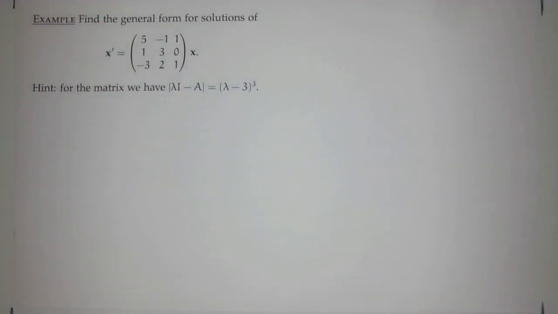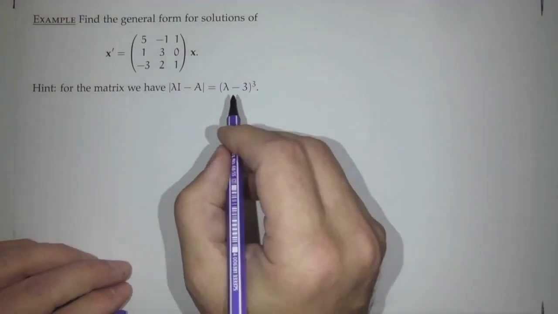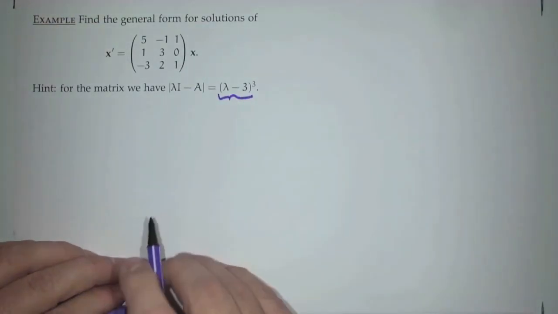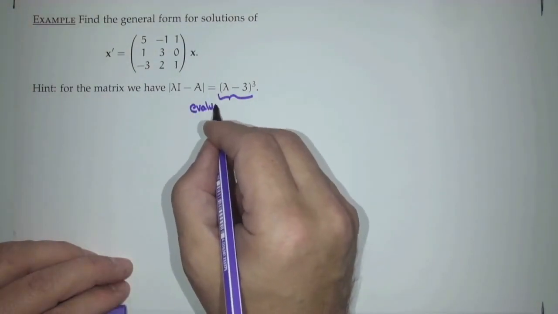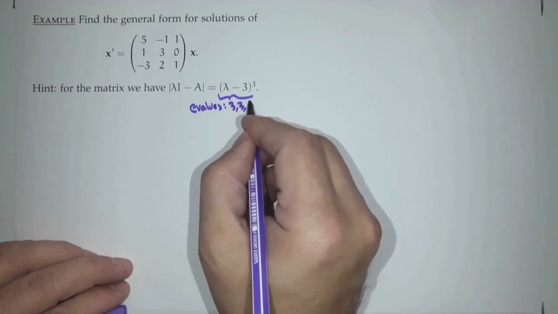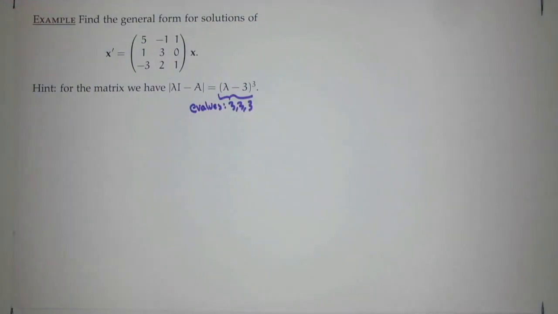Find the general form for solutions of x prime equals the matrix 5, minus 1, 1, 1, 3, 0, minus 3, 2, 1, times x. And there's a nice hint for us. Oh, they like us. Hint: for the matrix we have that lambda I minus A equals lambda minus 3 cubed. Okay, so what is this telling us? And what are our eigenvalues? 3, 3, 3. Good.